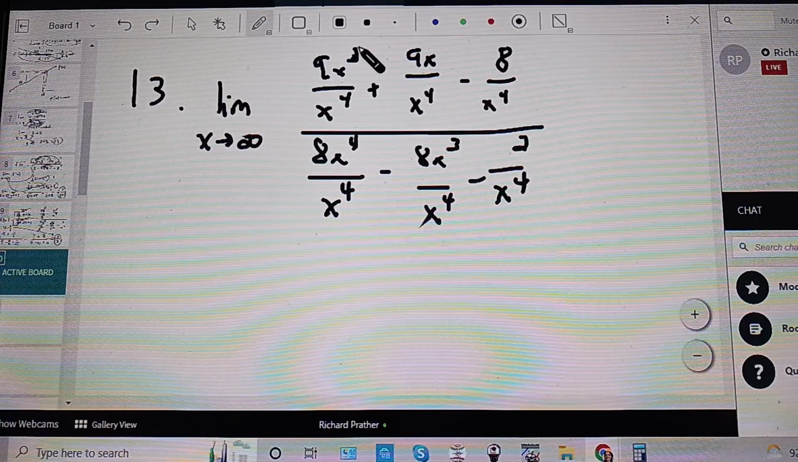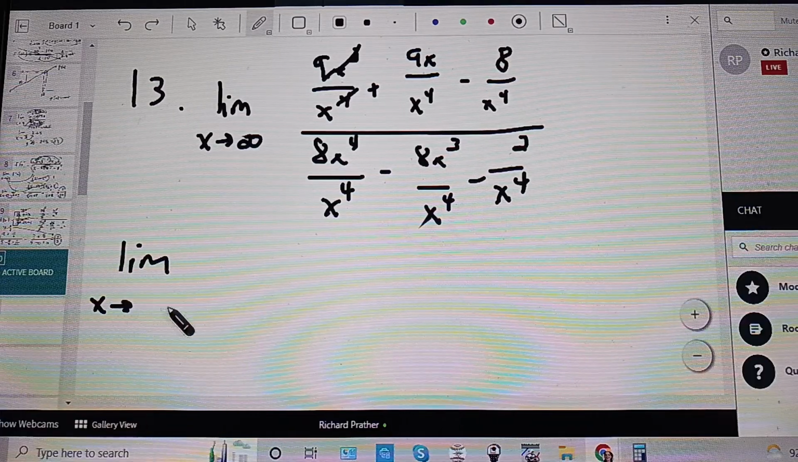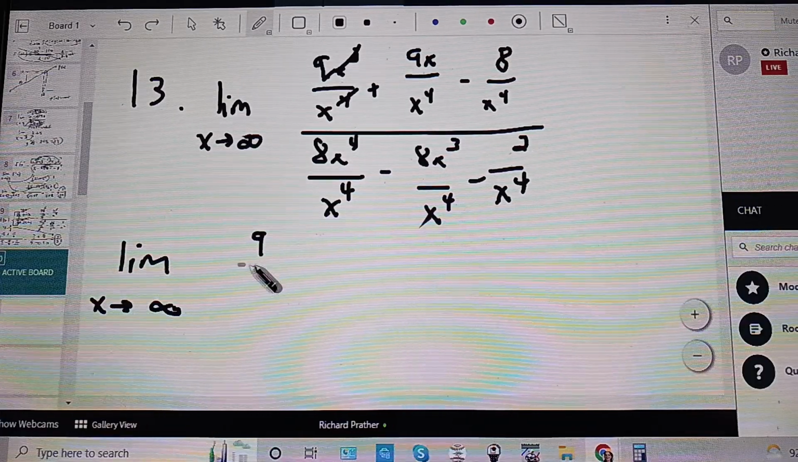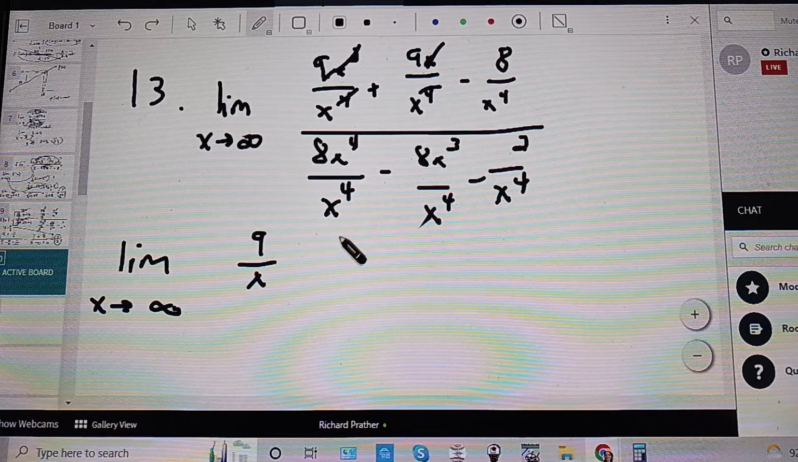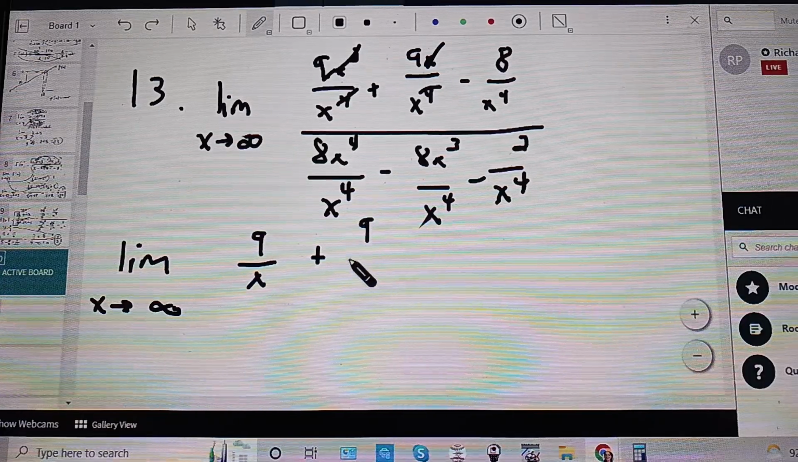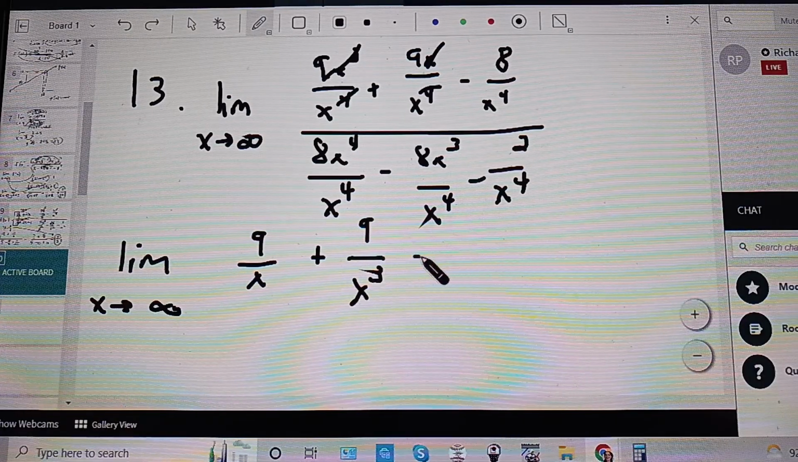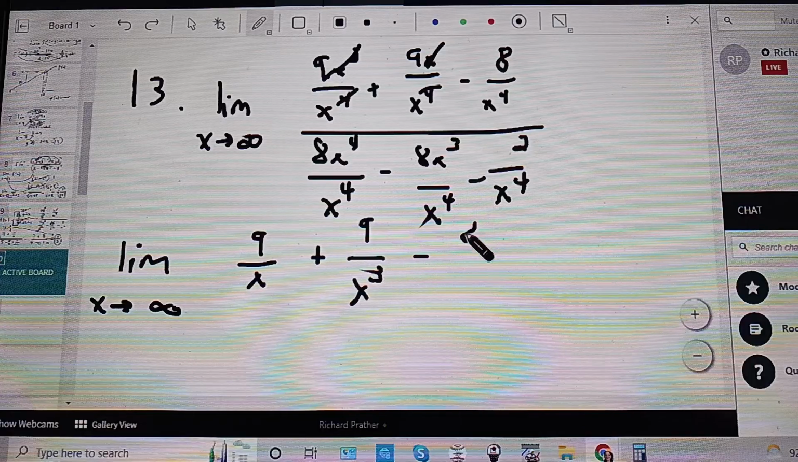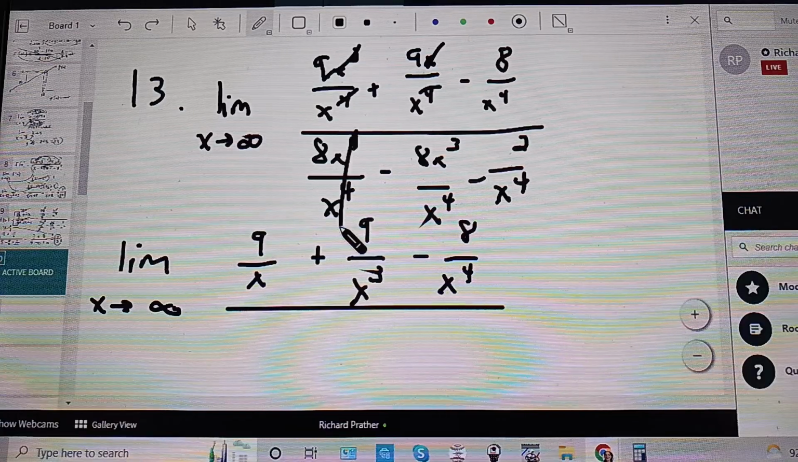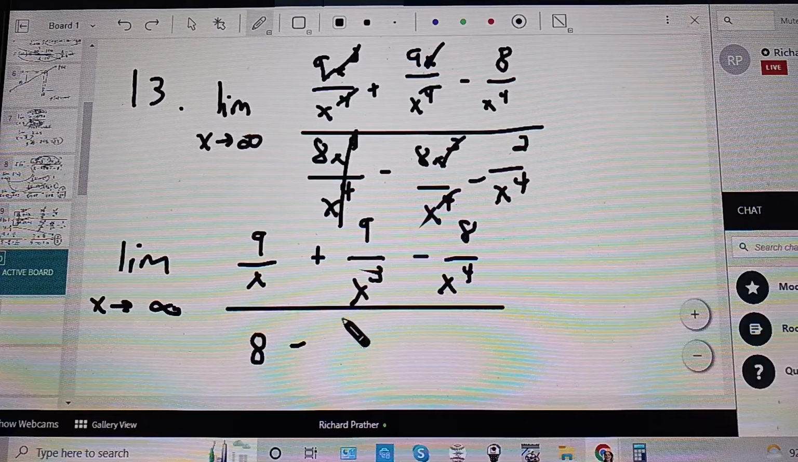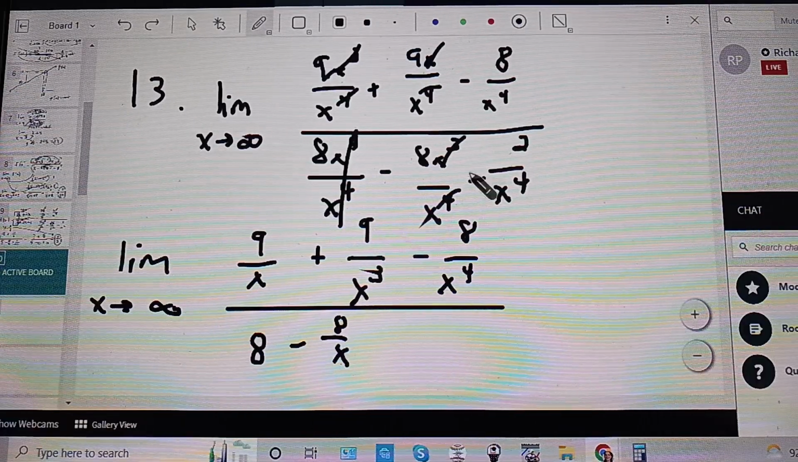And then these 3 will cancel 3 of these 4, but you're still going to have 1 x left over in the bottom. So that'll be 9 over x. This 1 will cancel one of those 4. There'll still be 3 left. And this one doesn't even reduce at all. This cancels and leaves just 8. This gets rid of 3 of the 4 x's, but there's still 1 left over. And this doesn't reduce at all.